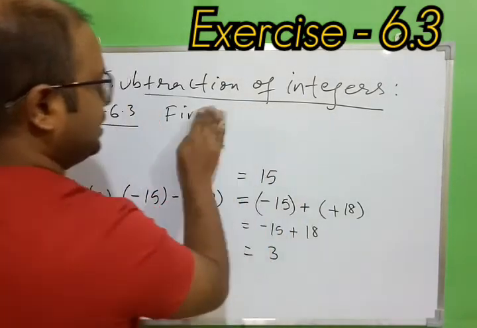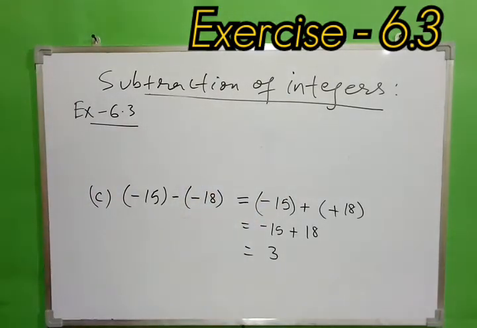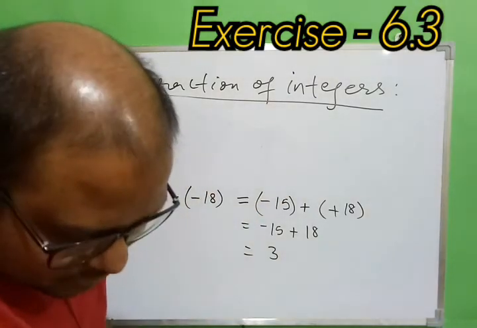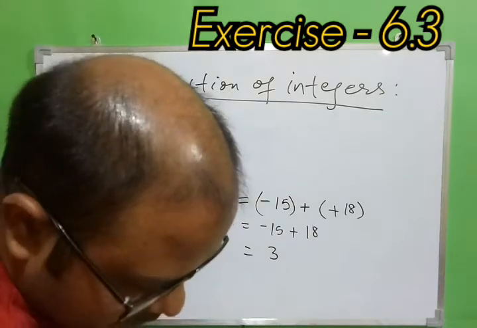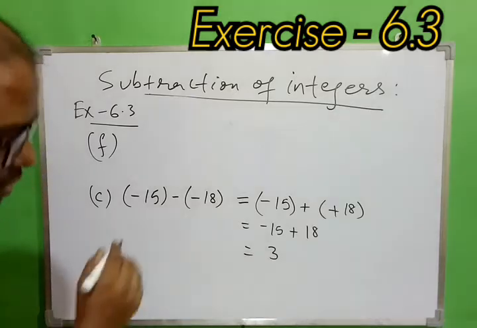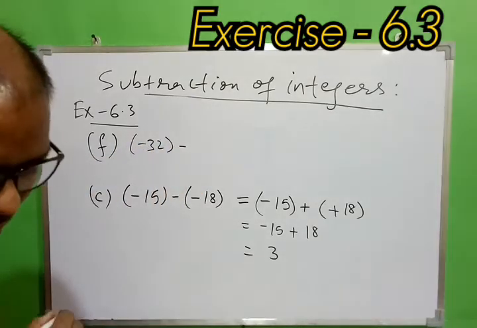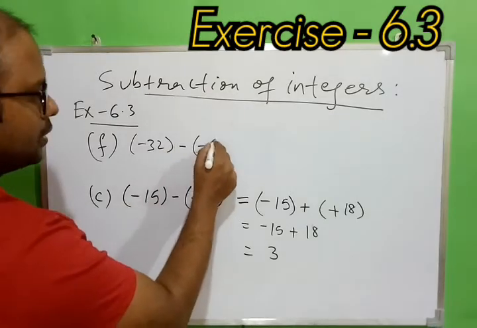Okay, let's take more questions. Number C is done. Let me see which questions are to be done now. Let me take number F. F is given as minus 32 minus again minus 40.